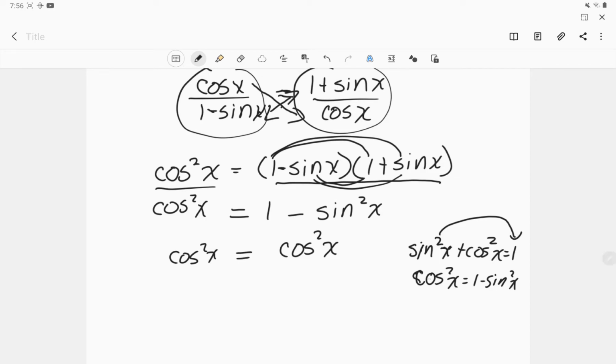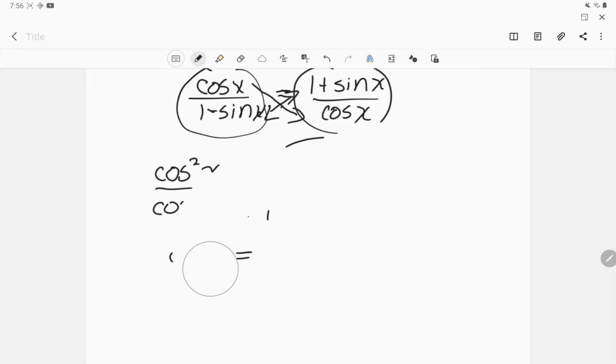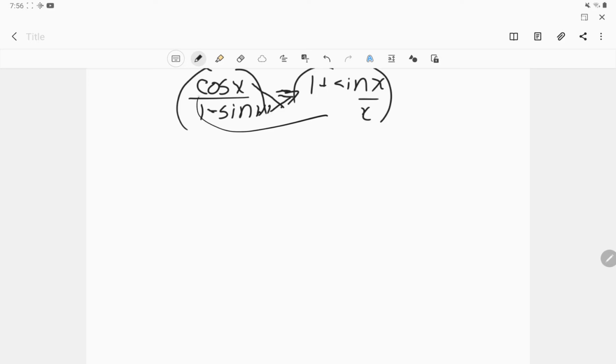So let me talk about how they did it in the textbook. Okay. So in the textbook, they chose to go about this differently than I would choose to go about it. So let me explain their way and see if that one makes any more sense to you than the way I did it. So again, we start off with cos x over 1 minus sine x equals 1 plus sine x over cos x.